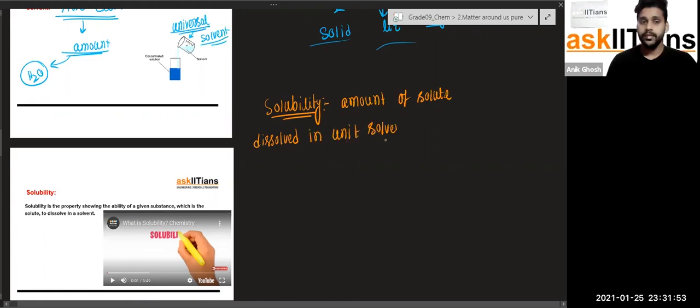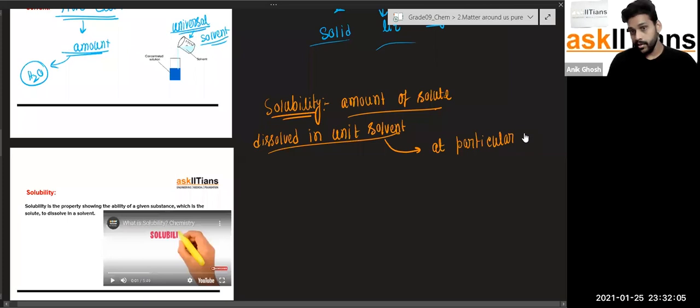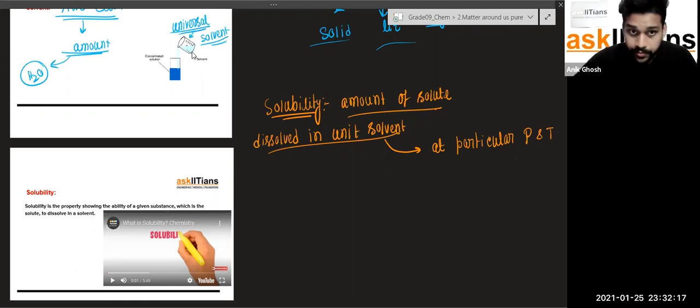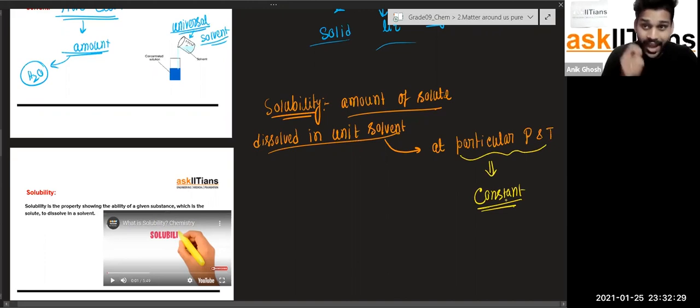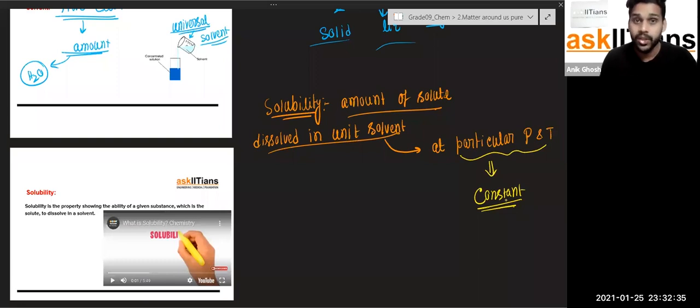If I take, okay, yeah, one more thing. At a particular pressure, wait for a moment. Yeah, pressure and temperature. So when the temperature and the pressure are constant, only then, when they're constant, the amount of solute that can be solubilized in a particular amount of solvent, in unit amount of solvent, that is called solubility.